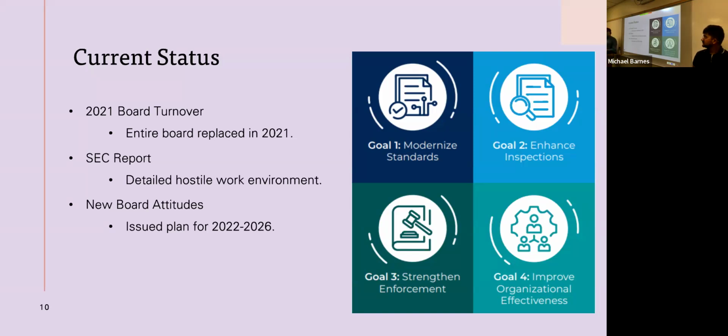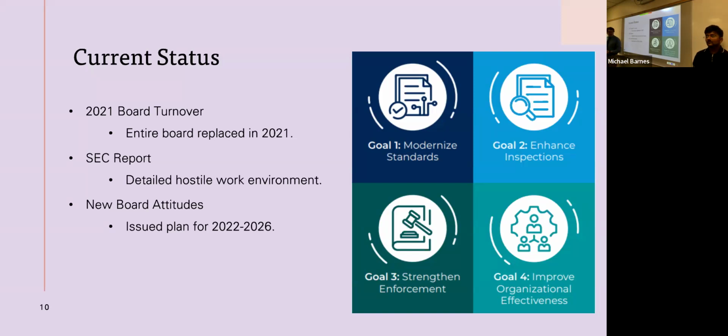But because of this, 4 of the 5 current members of the board were all appointed at the same time in 2021. So they all work together much closer, and they have a great amount of cohesiveness now compared to the previous board. They issued a plan for 2022 through 2026, which had 4 main goals seen here. Goal 1 is to modernize standards, which has already been touched on. There's some technological innovation, and they need their standards to keep up with those technological advancements.